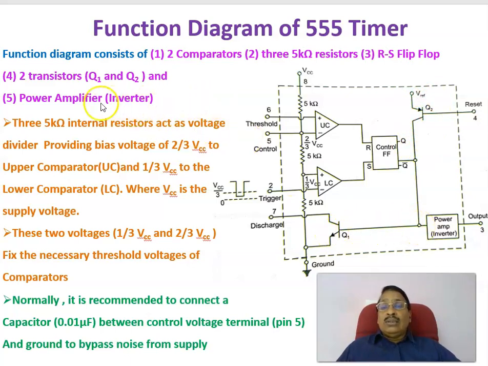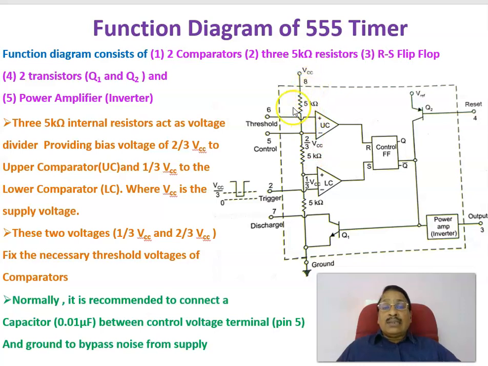And one more is a power amplifier that is used as an inverter. So whatever the signal, if it is high, here it will be low. If it is low, it is high. This is an inverter power amplifier. So these are the things inside the 555 IC: 2 comparators, three fixed 5K resistances, 1 flip-flop, 2 transistors, 1 NPN and 1 PNP, and 1 inverter or power amplifier. And there are 8 pins for the 555 IC.